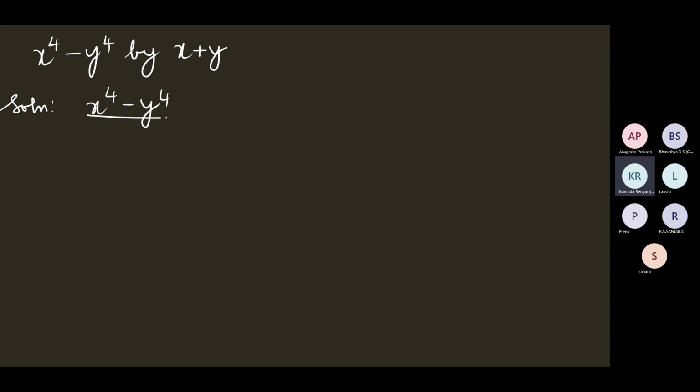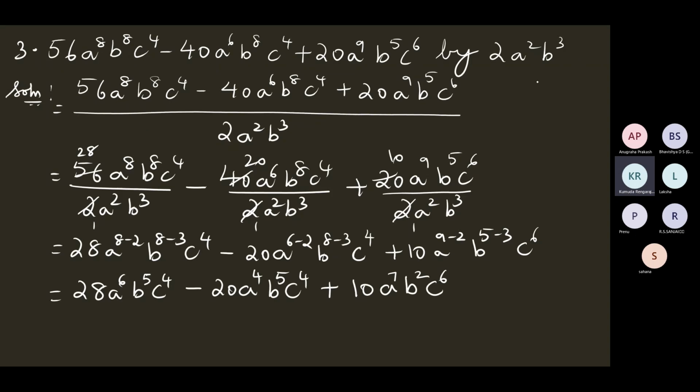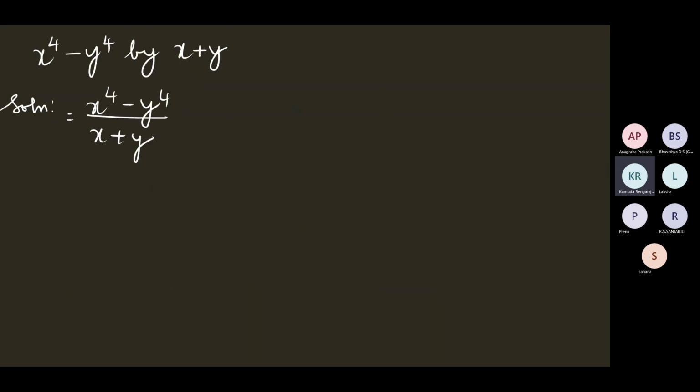Yeah, the next one is: divide x to the power 4 minus y to the power 4 by x plus y. Here you see that the divisor is not a monomial, it's a binomial. The divisor has two terms. So you cannot use this method. You can use this method only if the divisor is a single term, a monomial.